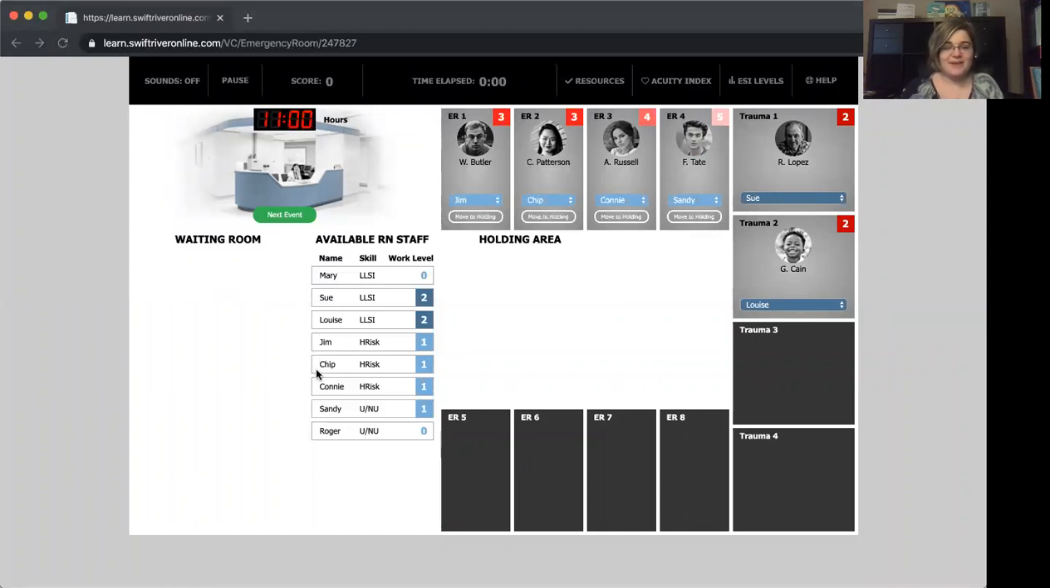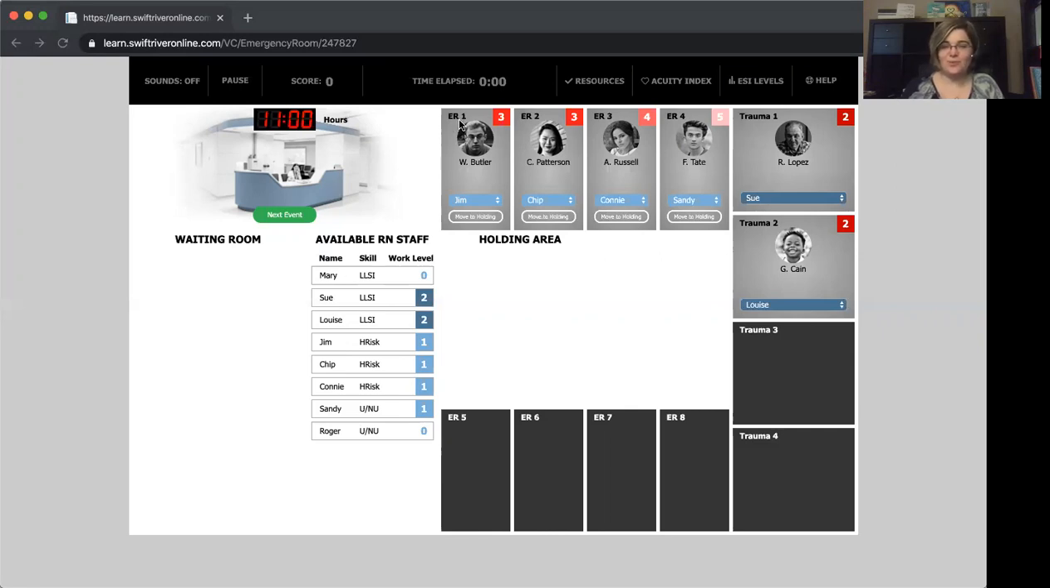Jim, Chip, and Connie are high risk. They can take care of patients who are acuity level 2 through 5, so they cannot help you if they have acuity level 1. Acuity level 2 through 5, they can help you. And then Sandy and Roger, they're able to help you if they have acuity level 3 through 5. So anybody who has acuity level 3 through 5 can be assigned to Sandy or Roger.